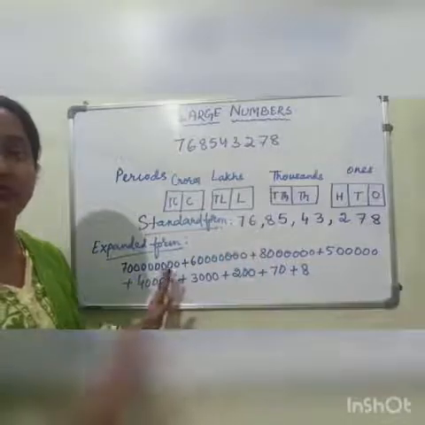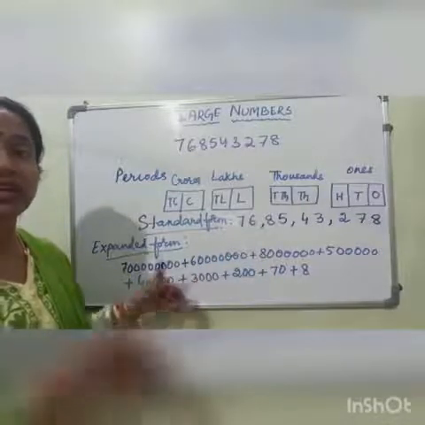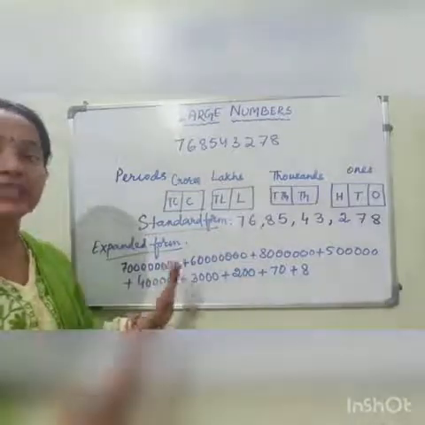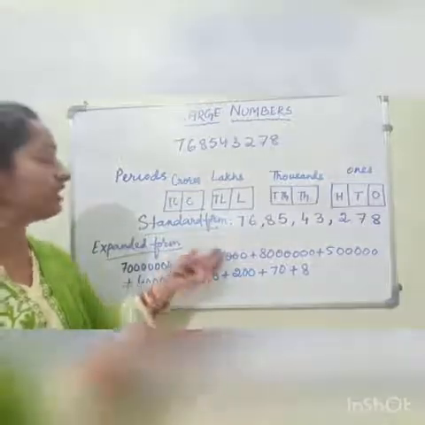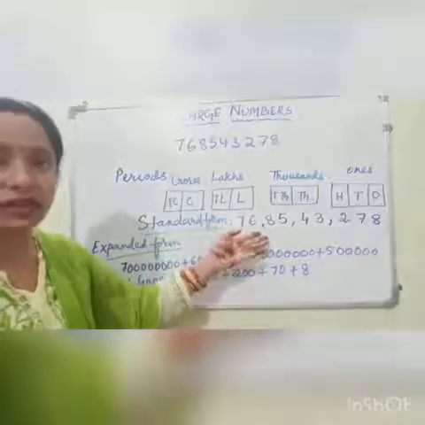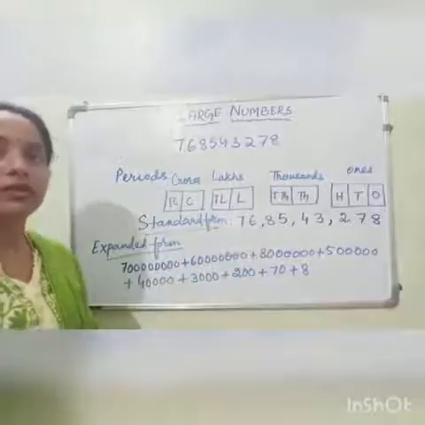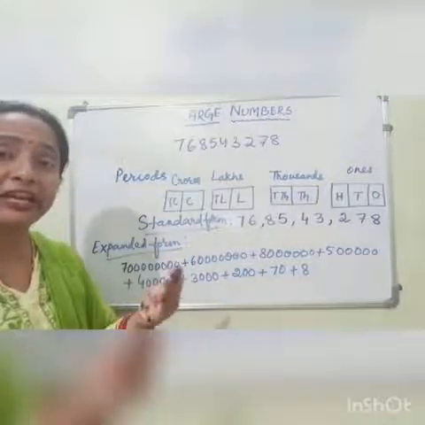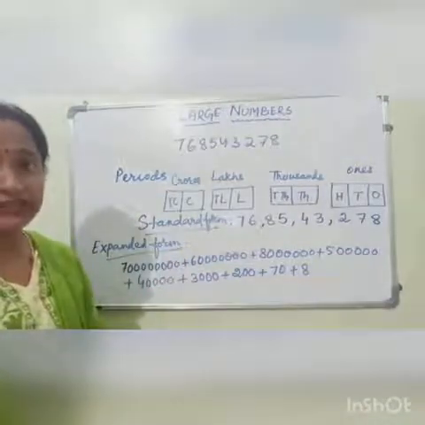So expanded form is nothing but representing a large number by the sum of the place values of the digits of the given large number. Okay. So these are the things which we have already learnt in our previous class.